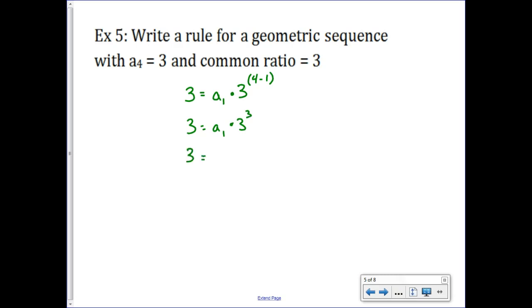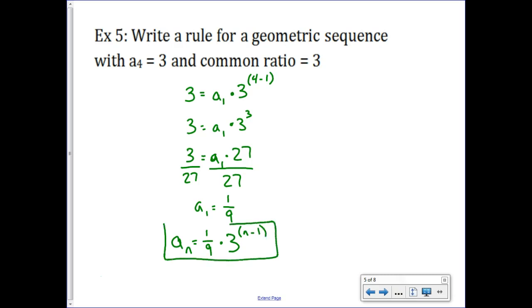3 to the third is 27. So then I can divide by 27 on both sides. 3 over 27, hopefully you know that reduces down to 1/9. So our a sub 1 value is 1/9. Then plug it back in. a sub n is equal to 1/9 times our rule, 3 to the n minus 1. And we put n back in because it works for anything. We don't put a value in there.